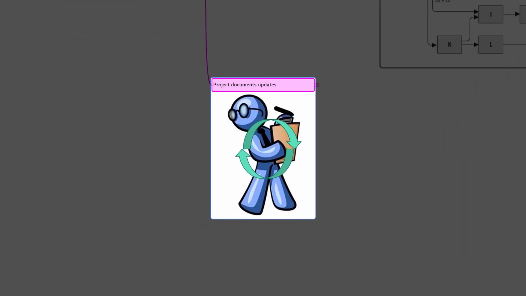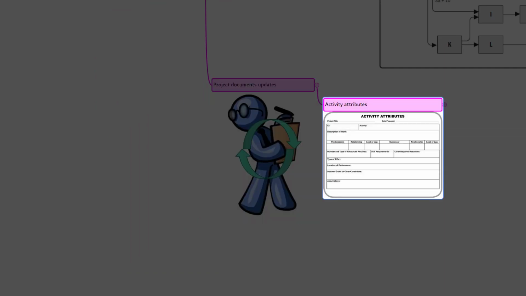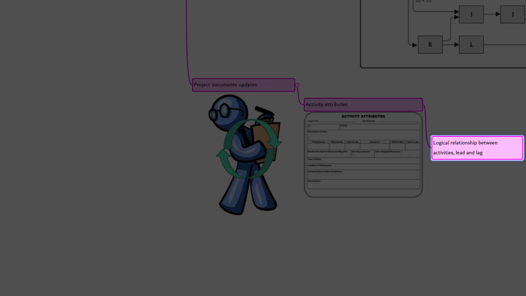The next output is project document updates. Here we have four documents that are updated. Let's look at them one by one. First, activity attributes. Think for a while, what will you have as an output after activities are sequenced? You will have the activity attributes such as logical relationships between activities and lead and lag of activities, right? So obviously they need to be updated.